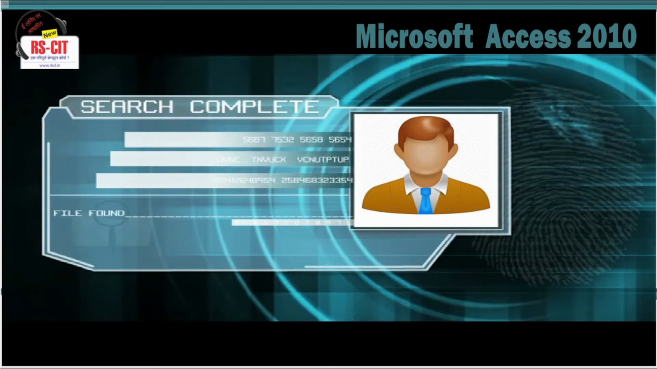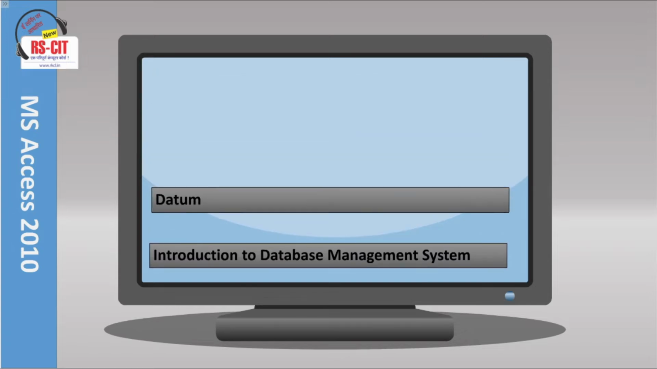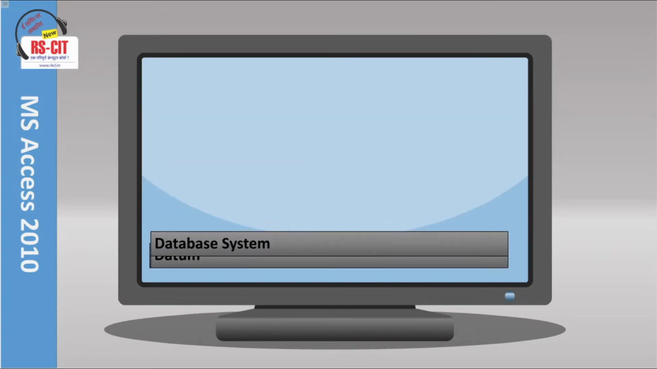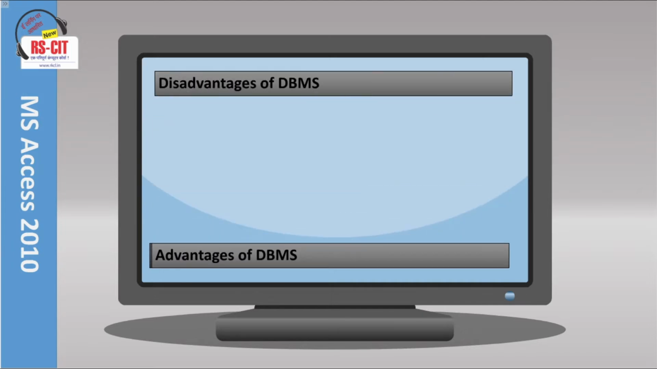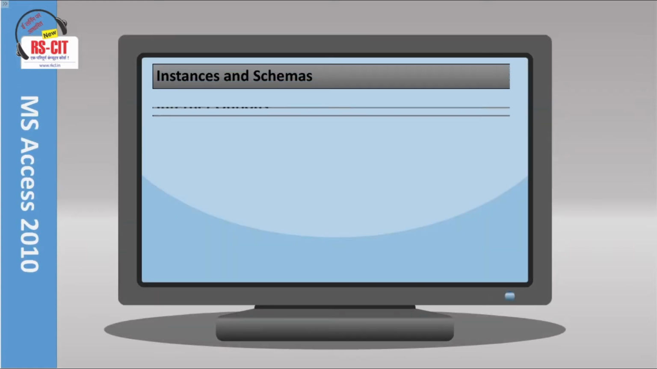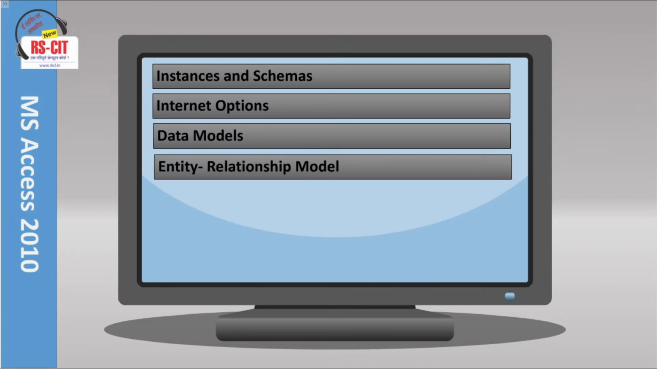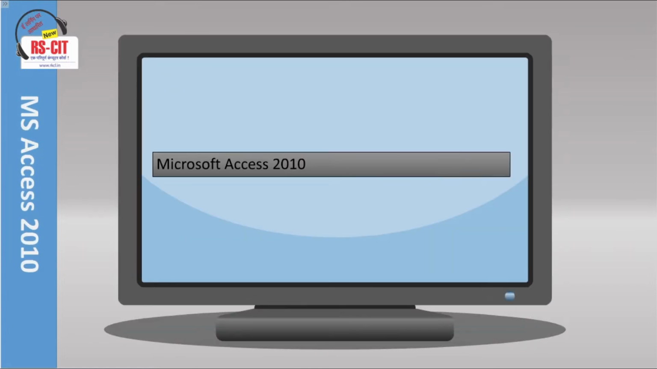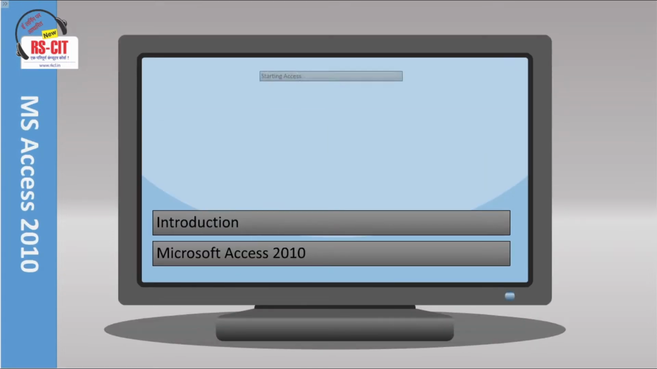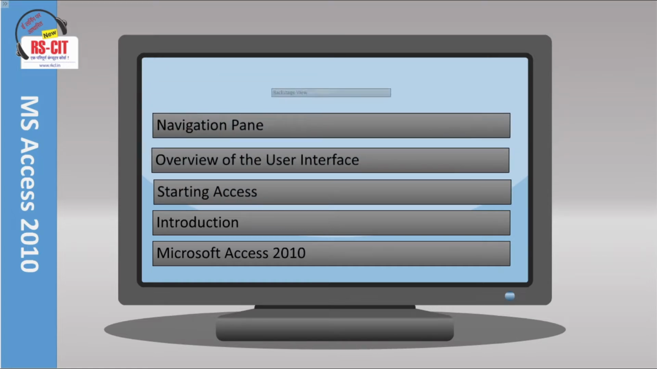This chapter will cover Introduction to Database Management System, Datum, Database Systems, Characteristics of DBMS, that is Database Management System, Advantages of DBMS, Disadvantages of DBMS, Instances and Schemas, Internet Options, Data Models, Entity Relationship Model, that is ER Model, Entity, Relational Model, Microsoft Access 2010, Introduction, Starting Access, Overview of the User Interface, Navigation Pane, Backstage View.